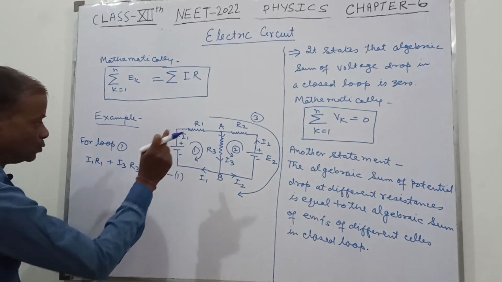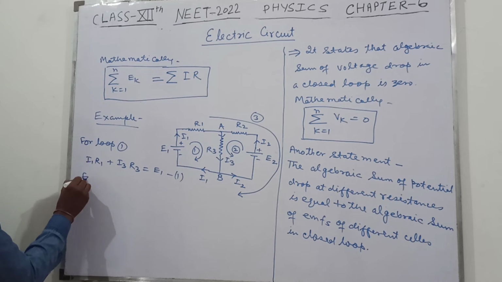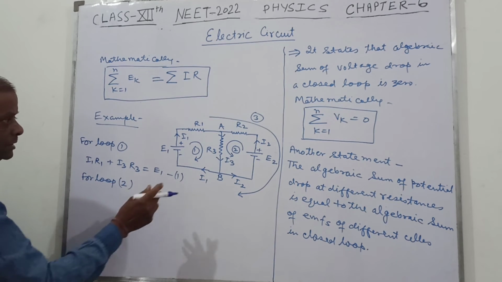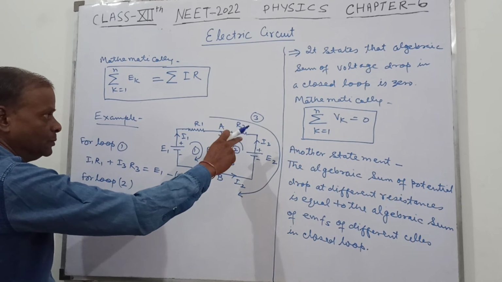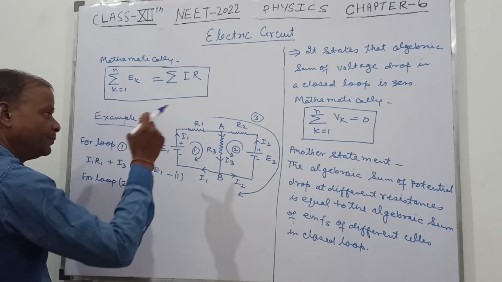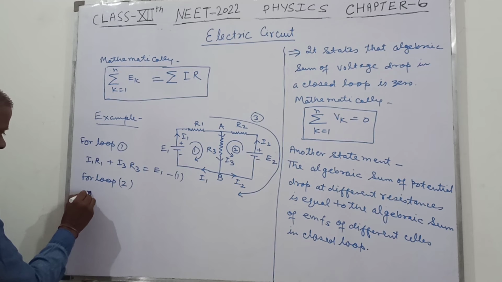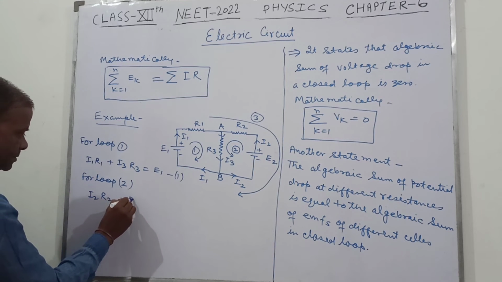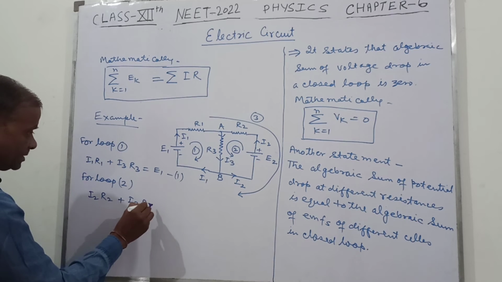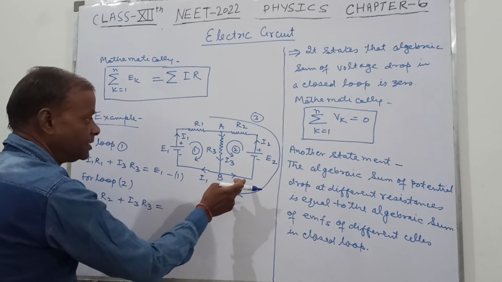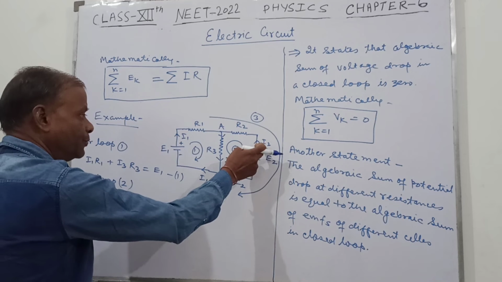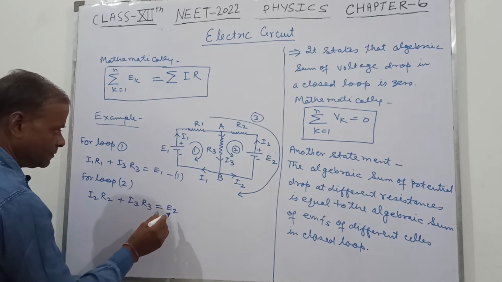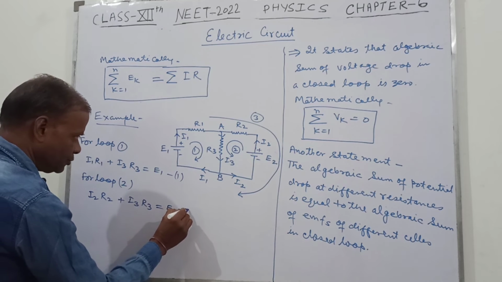Similarly for loop 2. This we have taken like this one, so I2 and I3 are positive. So we will have I2 R2 plus I3 R3. This is equal to, now current is going like this from negative to positive, so E2 is positive. This is equal to E2. This is now number 2.